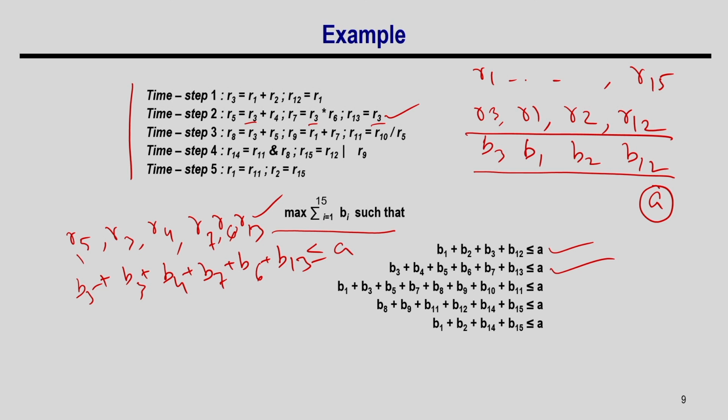Similarly, I can identify the constraints for timestamp 3, timestamp 4 and timestamp 5. So, these are the constraints. If I give this to the solver and mention the A value, A being a constant, say 1 or 2 or 3, 4, whatever it is, it will tell me the variables that are going to be mapped to this register bank.